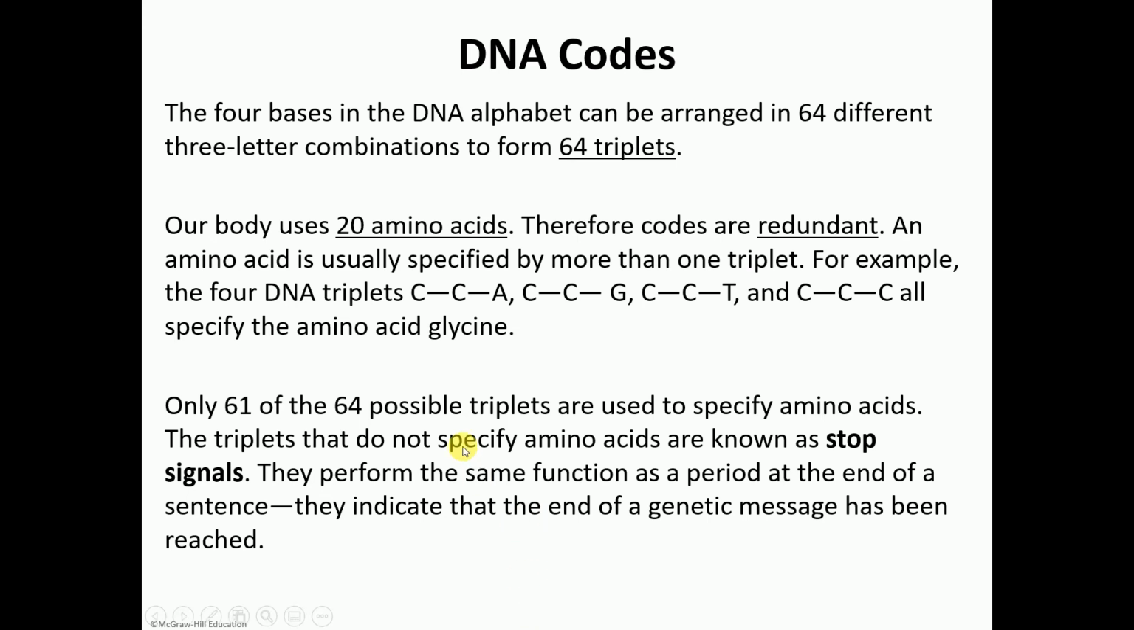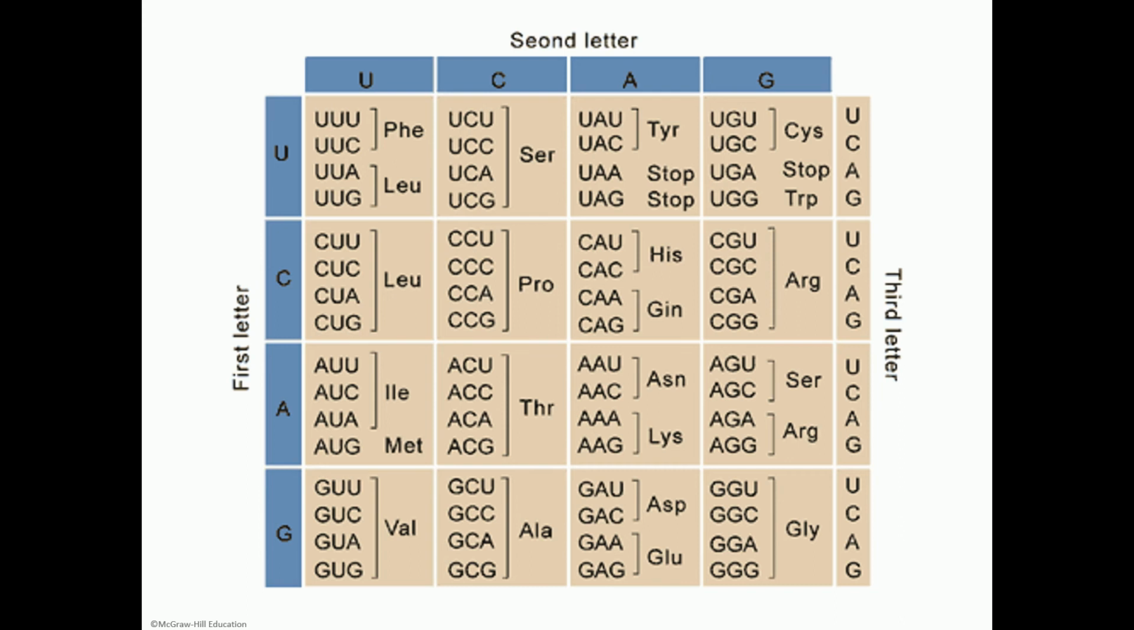Three triplets, 3 out of these 64, do not stand for any amino acids whatsoever. These are known as stop signals, where protein synthesis will end, since there is no amino acid that stands for them. So we could find them where it says stop. So these 3, UAA, UAG, and UGA, do not code for any amino acid in our bodies, which means that this is a signal to stop protein synthesis.